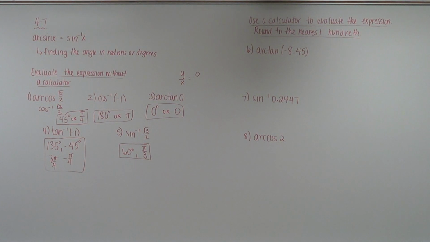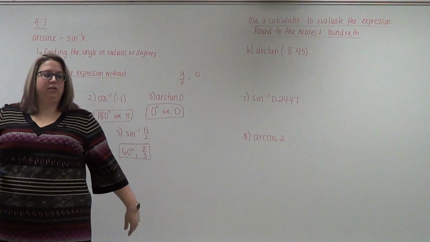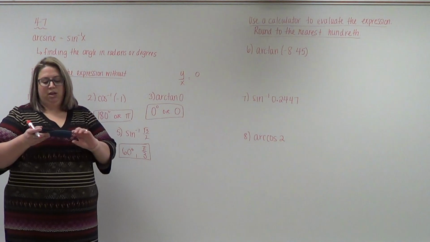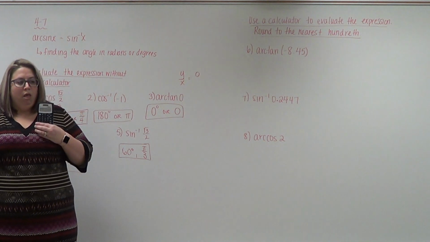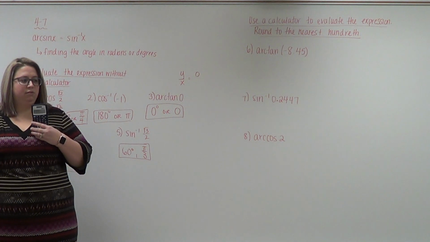Okay, the second part means we're going to have to use a calculator. These are not on our unit circle. Okay, nearest hundredth, how many decimal places is that? 2. Okay, degrees or radians, or do you have a preference? Degrees. Okay, then make sure your calculator's in degrees. So if your calculator's not in degrees, go ahead and change it now.